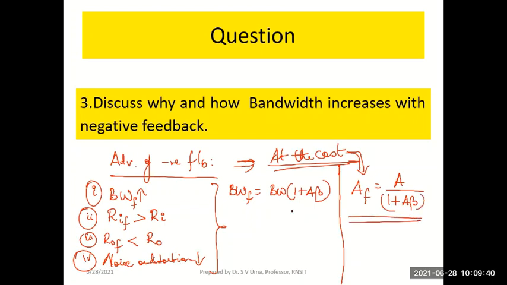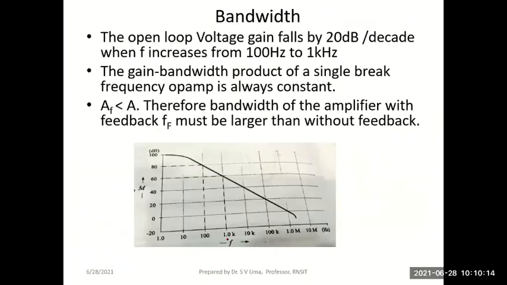It's very easy for you to remember these formulae. So anything which decreases should be divided by the value 1 plus A beta. Anything which increases should be multiplied with the value 1 plus A beta. So if I say RIF increases, it will be RI into 1 plus A beta. If I say ROF is decreasing, it should be R0 divided by 1 plus A beta. If I say noise decreases, it is earlier noise divided by 1 plus A beta, something like this. Okay. So let's see how this happens and why.